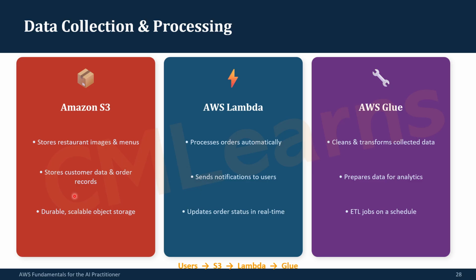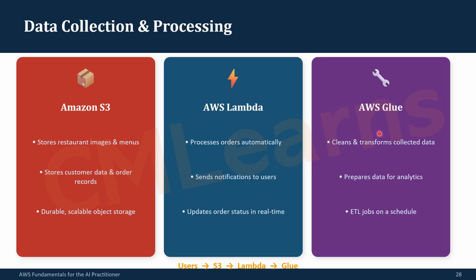And what does it do? It stores restaurant images and menus, customer data and order records, and it's durable, scalable object storage. It's like using a hard disk or something like that. We have to store this general information, and that will be stored in Amazon S3. What about AWS Lambda? It processes orders automatically, sends notifications to the user, and updates the status in real time. If the user wants to place an order, it retrieves the data from S3, and Lambda will send a notification to the user. And we'll be using Glue.